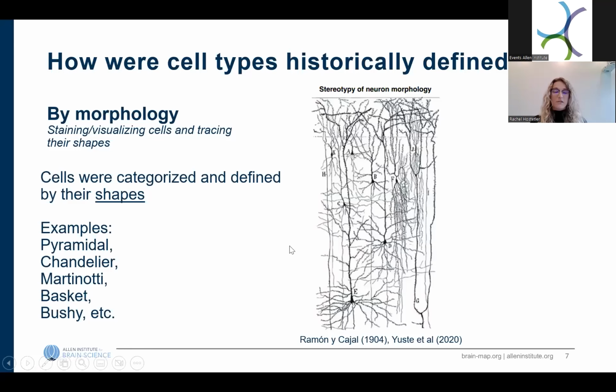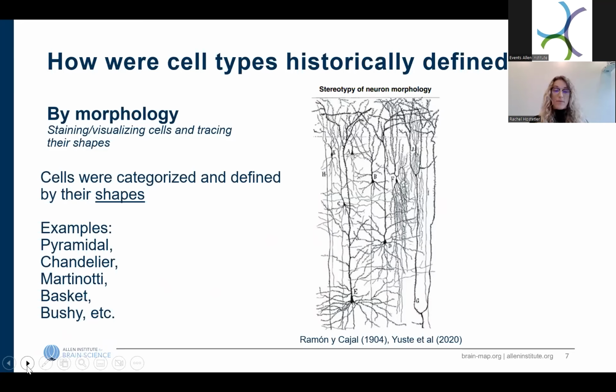Here's an example of some morphological tracings from Ramon y Cajal from over 100 years ago. By tracing the shapes of the neurons and by analyzing the shapes of the soma, the dendrites, and the axons, researchers were able to see that there were common characteristics shared between different cells based on their shapes. Because of these shared characteristics, researchers started naming cells based on these shapes.